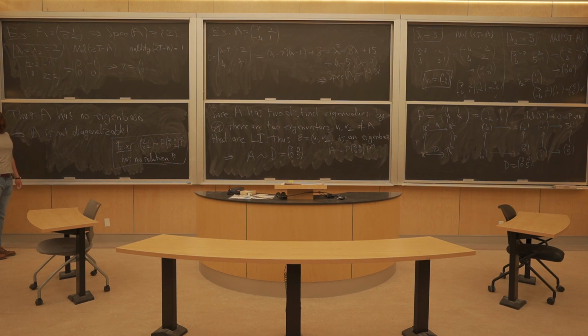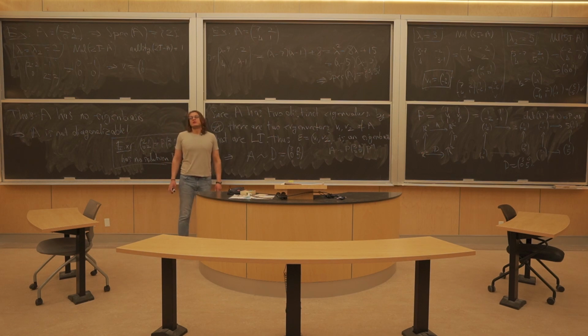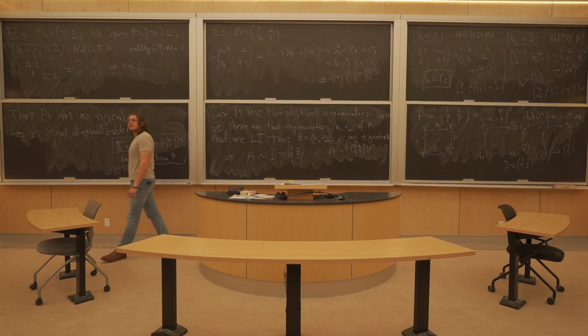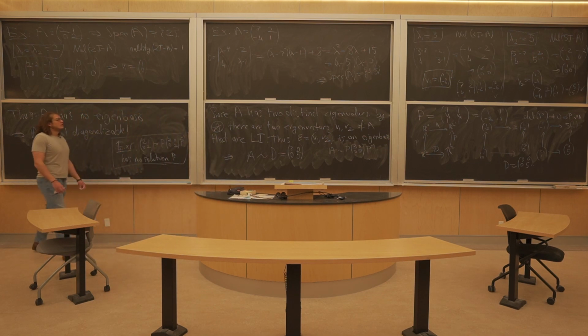Yes? So you can have a matrix that has only, let's say I have a 2 by 2 and you have only one eigenvalue. Yes. But you can still have 2 eigenvectors that are linearly independent, right? Yes. What's an example for that? We did one, I think, right?